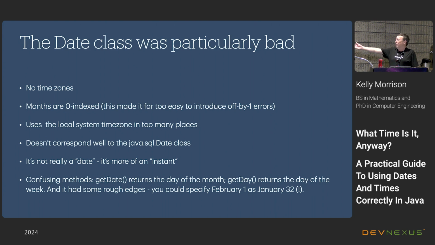It was confusing. getDay returned the day of the week instead of the day of the month or whatever. And there were some weird holes in it. You could actually specify January 32nd and it would take that as February 1st. So, hey, it's a feature, not a bug.